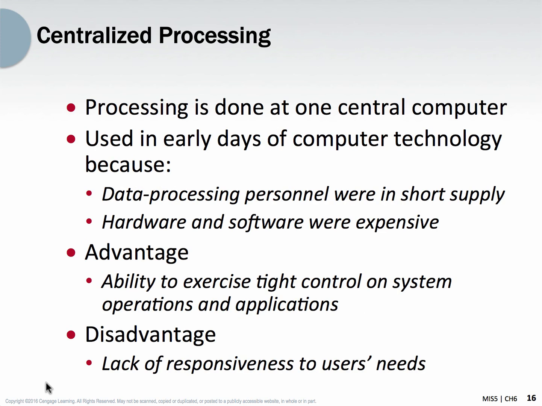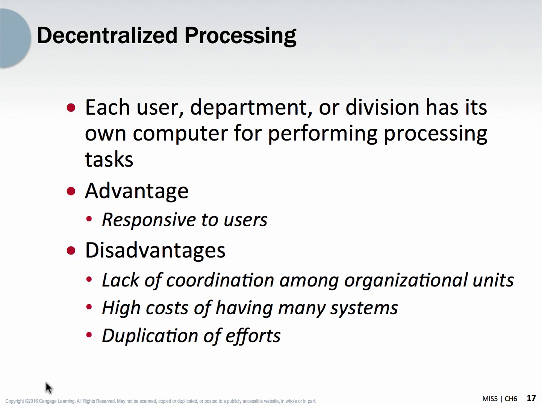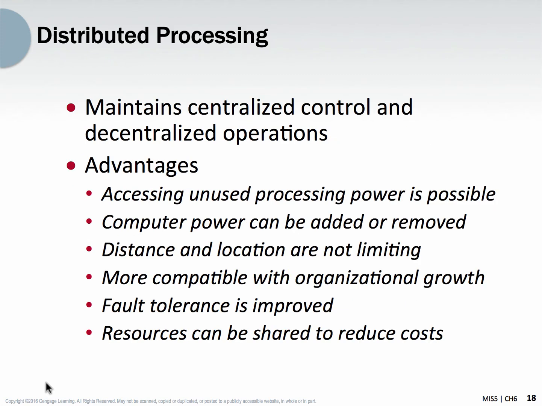So, we've got these two different methodologies. We've got centralized, we've got decentralized. There's got to be a way that we can combine both of these and get the advantages of both without all the disadvantages. And this is what we call a distributed system. This is where we centralize the control. We still have one brain of the operation, but then we decentralize the operations of the process.